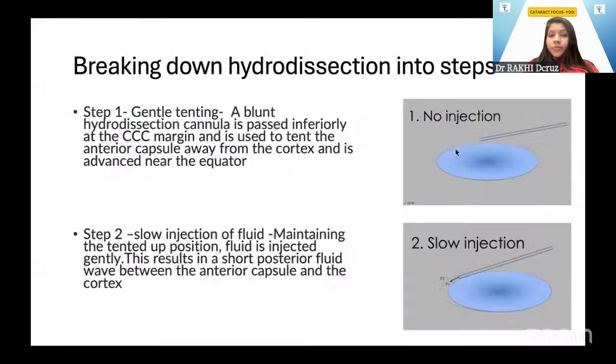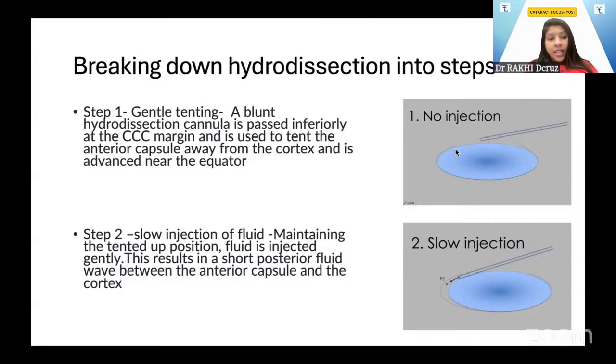I'm just going to break down the steps of hydrodissection into 4 steps. Step 1 is gentle tenting. A blunt hydrodissection cannula is placed inferiorly at the anterior capsular rhexis margin and is used to tent the anterior capsule away from the cortex, and is then slowly advanced near the equator of the lens. At this step, we are not injecting any fluid.